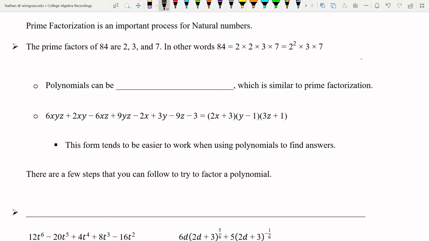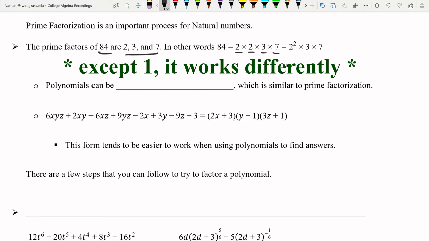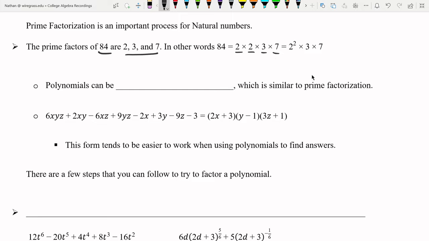Prime factorization is very important for just working with natural numbers. Prime factors of 84 are 2, 3, and 7. 84 can be rewritten as 2 times 2 times 3 times 7. This is by the fundamental theorem of arithmetic. Every natural number has a prime factorization that's unique. So 2 squared times 3 times 7 is the unique way of writing 84.